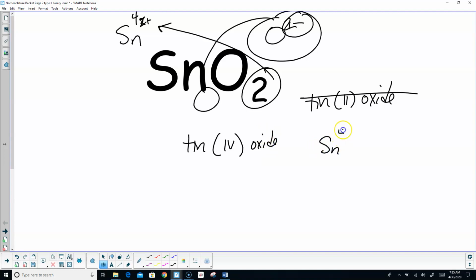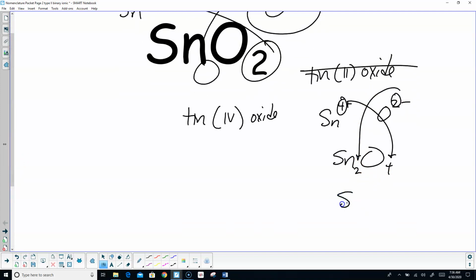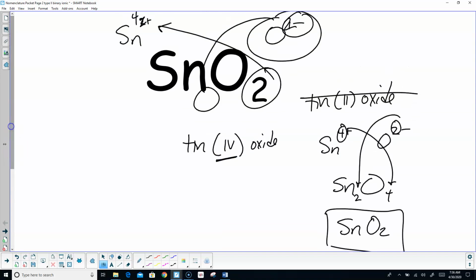Here's another way to think of it. Here's tin with a 4 plus. Here's oxygen with a 2 minus. Sn and O. This 4 goes down here. This 2 goes over here. But what you notice is that 2 and 4 can be reduced. They're both divisible by 2. If you divide them both by 2, that is tin 4 oxide. That 4 is not telling me there's 4 of anything. It doesn't mean there's 4 tin. It doesn't mean there's 4 oxygen. The only thing this Roman numeral 4 states is the charge of the metal. So that is tin 4 oxide.